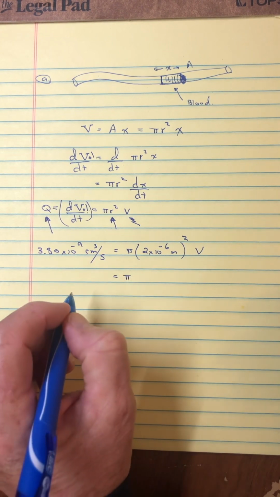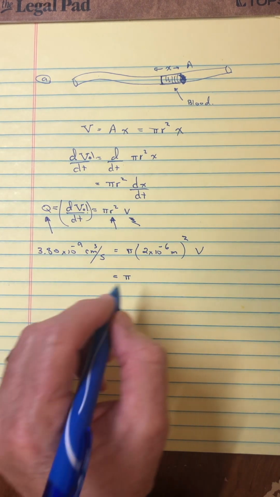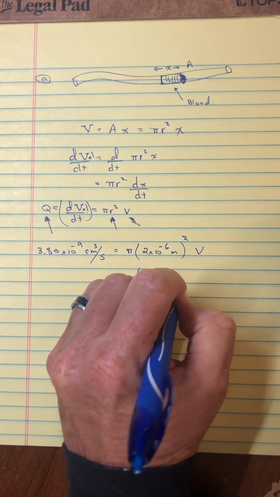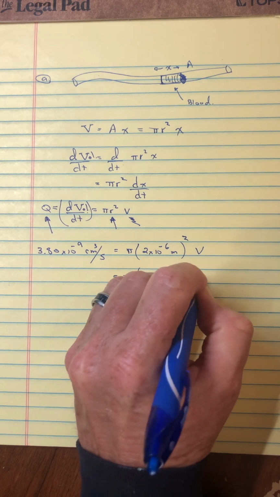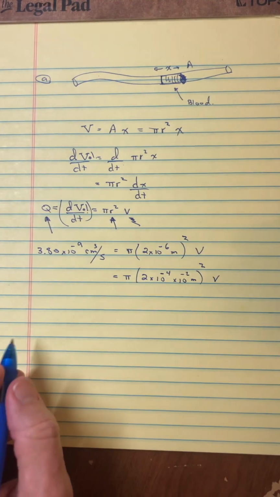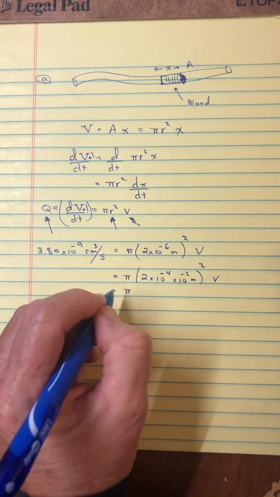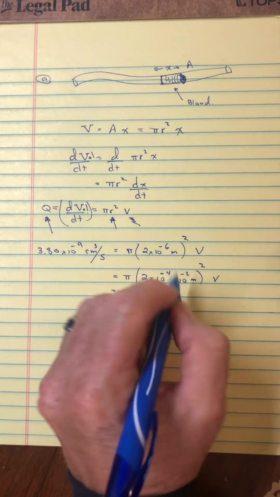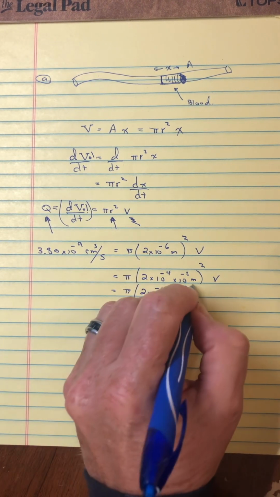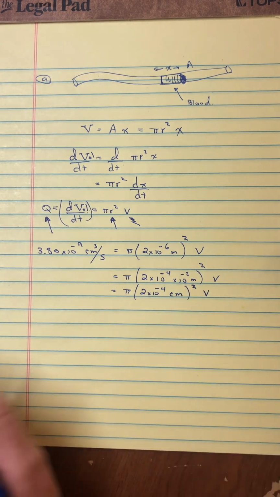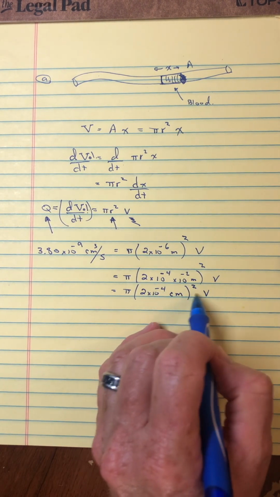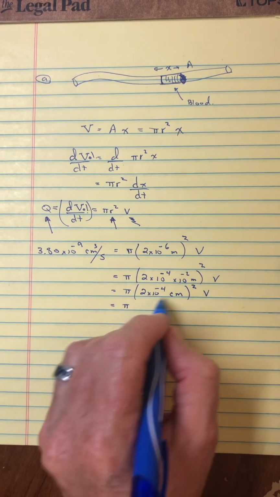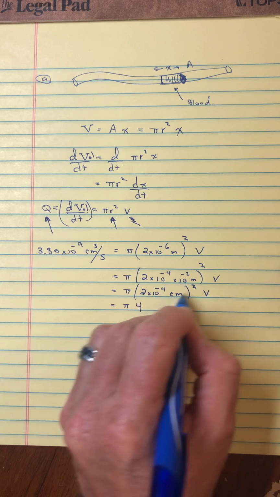So I'm kind of thinking maybe the best thing to do is to convert this into centimeters, because a centi is this 10 to the minus 2. So that number there I will change into centimeters. So that what I will get here is a pi, and when I square the 2, I get a 4.